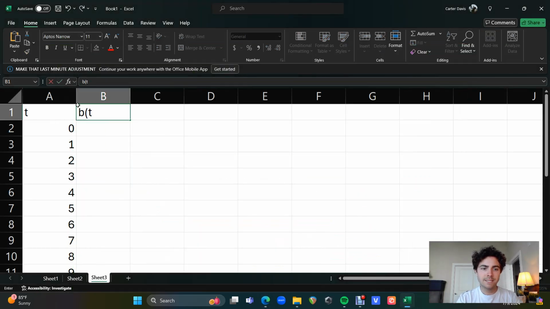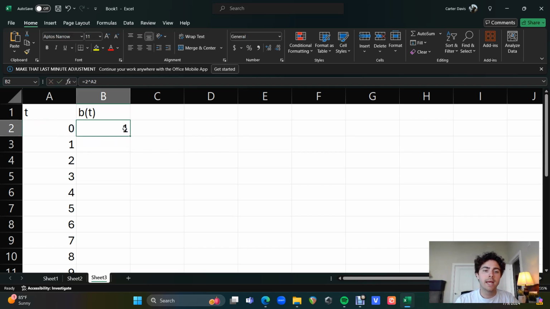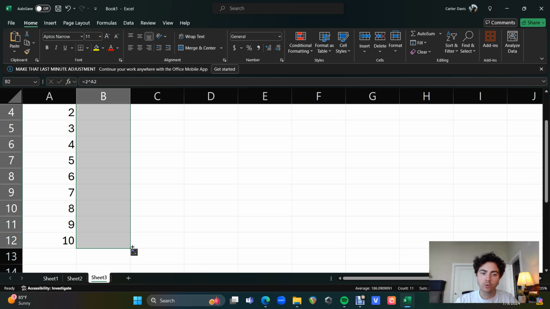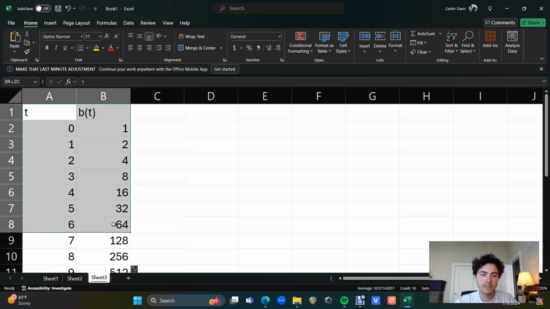And what they call it, b of t, 2 to the t. So b of t, we're going to do equals 2 to the power of t. So 2 to the power of a2. And then you just drag this down to fill in the rest of those values. So basically 2 to the 0, 2 to the first, 2 to the 2, 2 to the 3, 2 to the 4, and so on, is all these results.